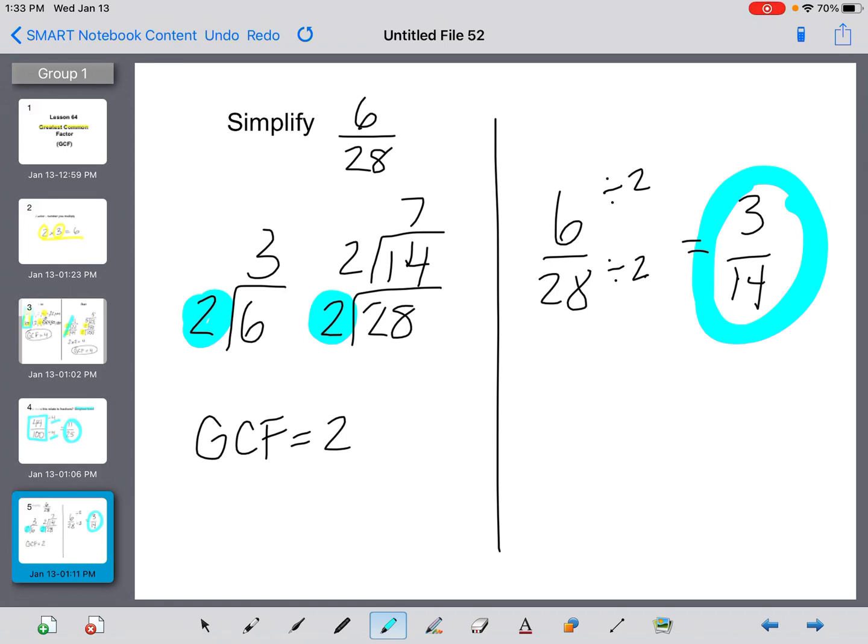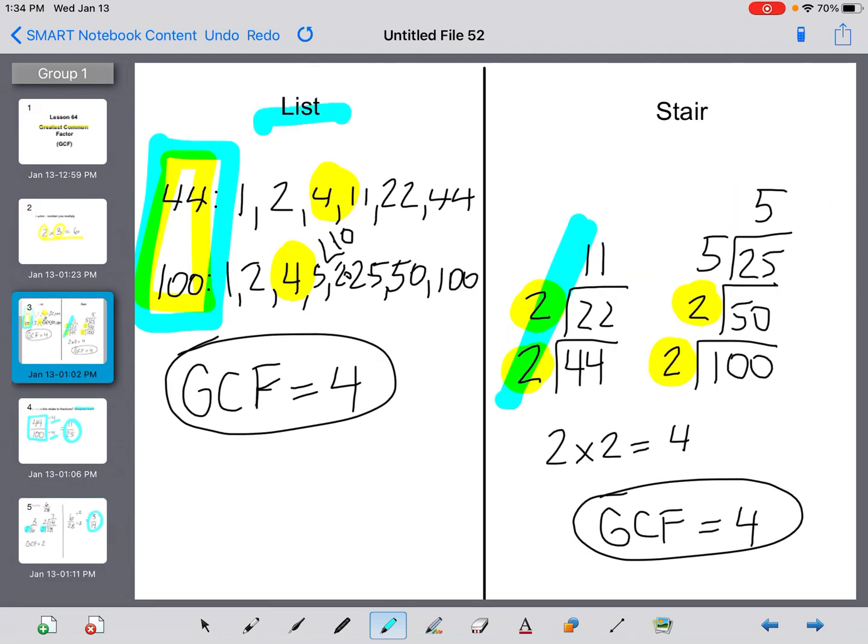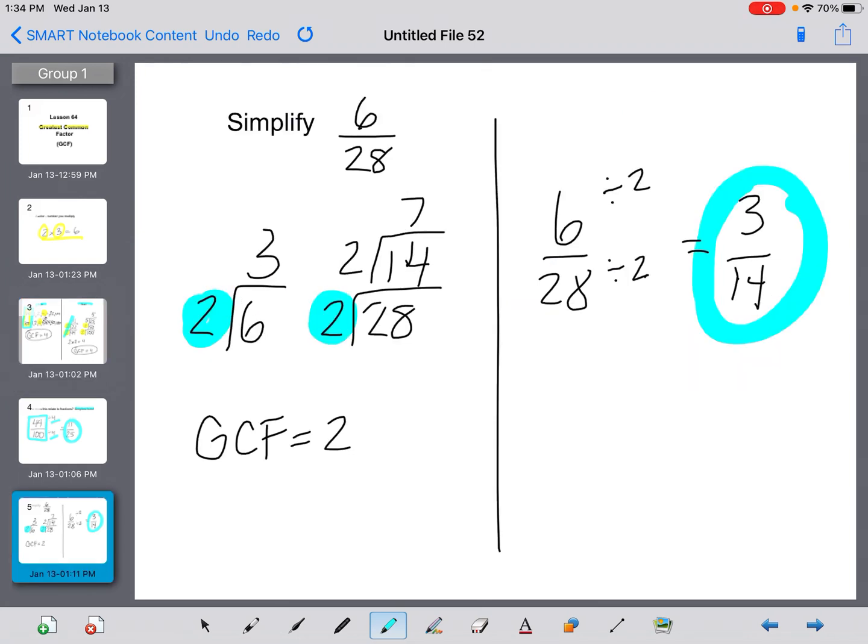All right, so you're going to have to be doing some work today at, first of all, finding the greatest common factor using either the list method or the stair method, your choice. And then you're going to be doing some simplifying of fractions like I just showed you here.